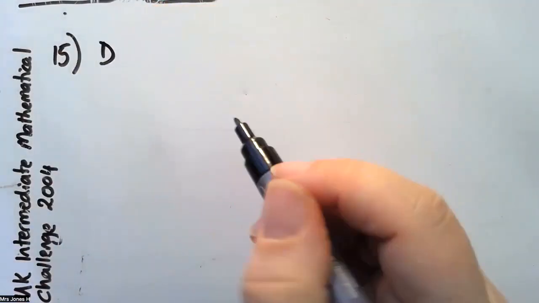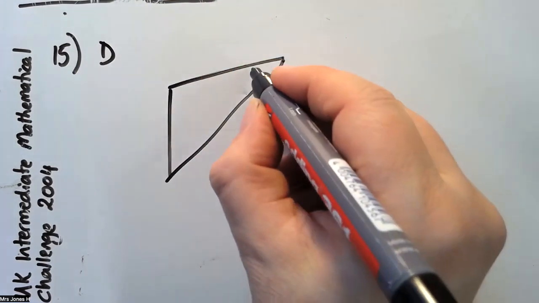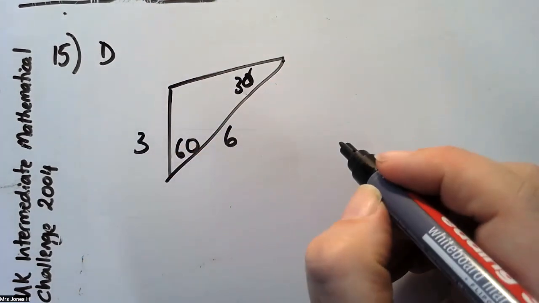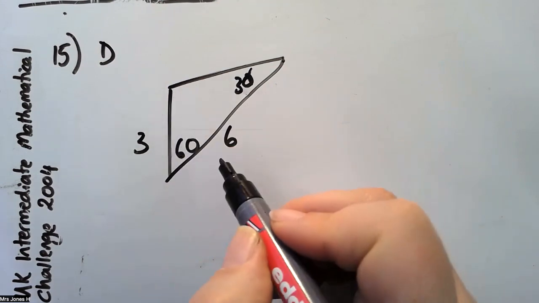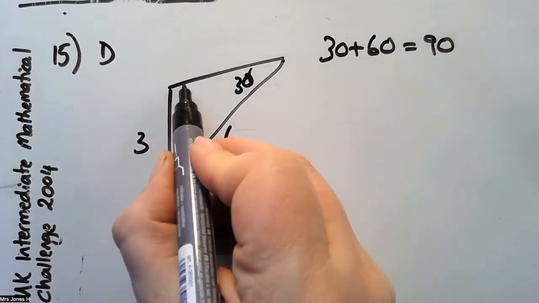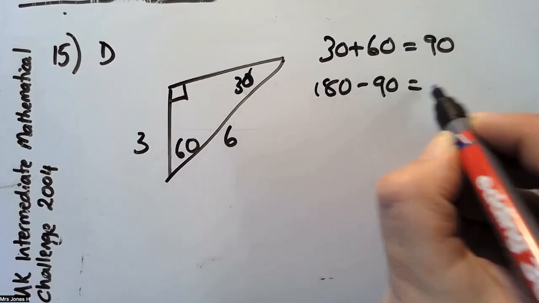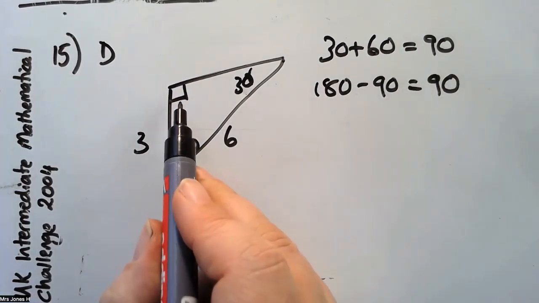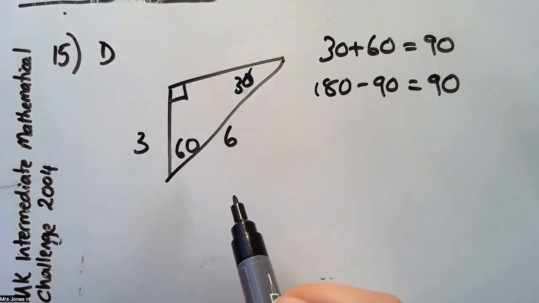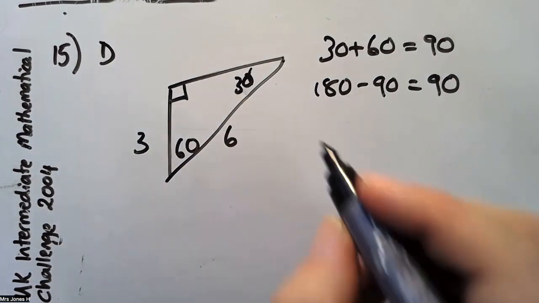So let's look at D. This is 30, 60, this is 3 centimeters, and this is 6 centimeters. What's the other angle here? Well, 30 plus 60 is 90. Therefore, this angle must be a right angle, because 180 subtract 90 is 90. So can we have a triangle that has 3, 6, and a right angle here? We can use Pythagoras's because now we've got a right angle triangle.